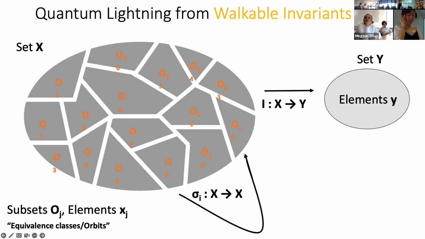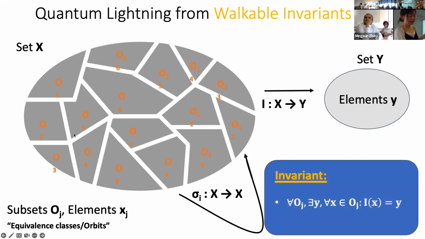So our generic construction uses something called an invariant. This invariant is a mapping between a set X and a set Y. It has the following properties. The set X is divided into many small subsets called O, indexed by a subscript showing that it's a different subset. For each subset, there exists a Y, so all the elements inside the subset are mapped to the same Y. After you apply this invariant function, everything in one O is mapped to the same thing, so you can consider this invariant as a function on O. I tell you which subset you are in, you give me a Y. On the other hand, different O's can also be mapped to the same Y, but they don't have to. And you can see these subsets as equivalence classes or orbits in some settings.